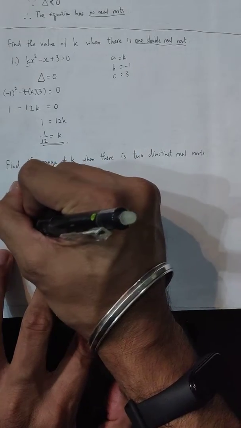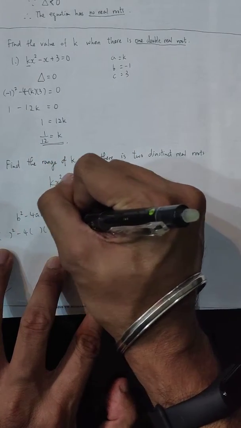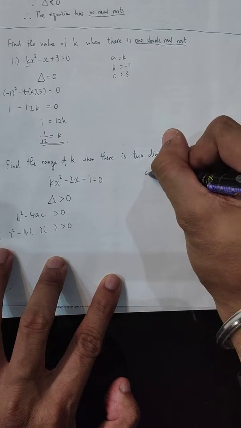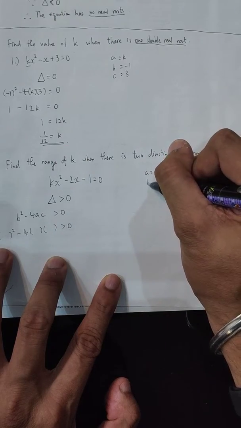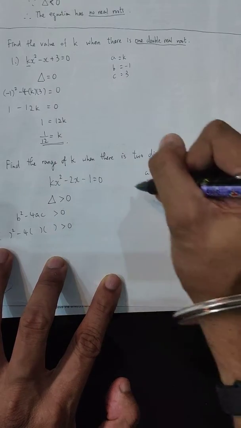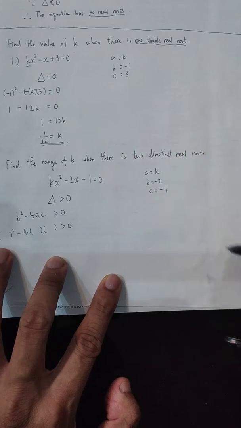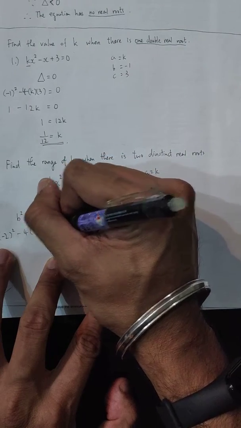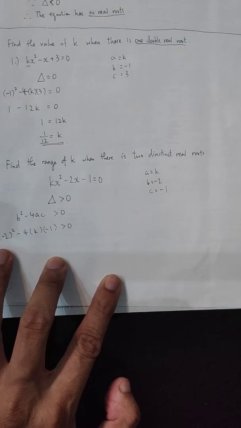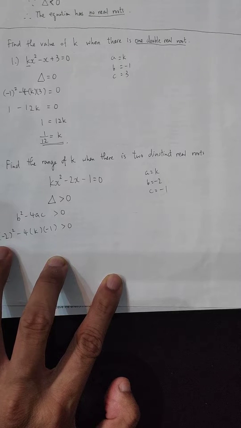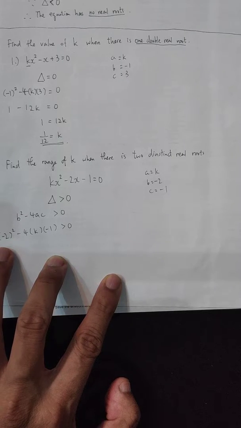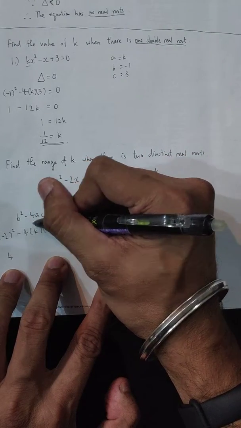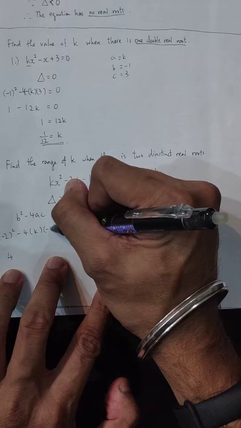And again, I'm gonna make those brackets so I'm not missing out any positive or negative signs. A is k, b is the second term, -2, and the c is the constant term, which is -1. So if you're gonna put them in as it is, I would place them like so. Okay, and again, (-2) squared is -2 times -2, which is 4, and 4 times -1 is -4.